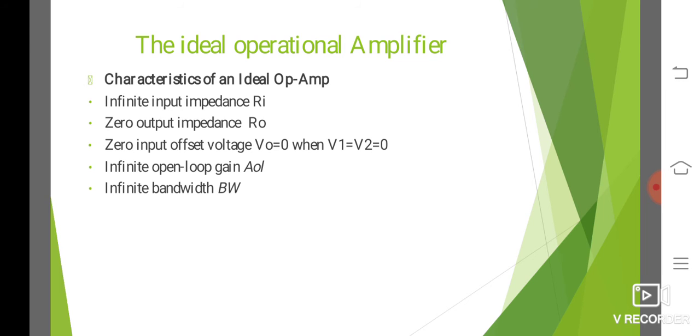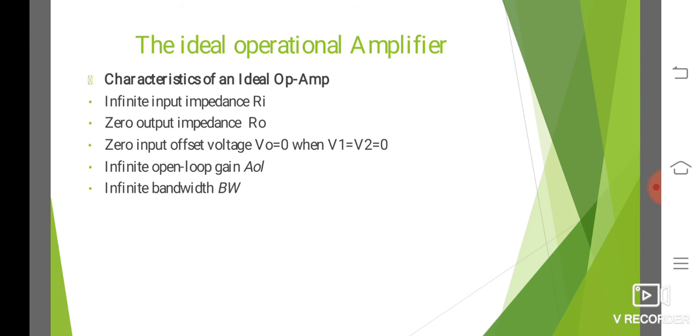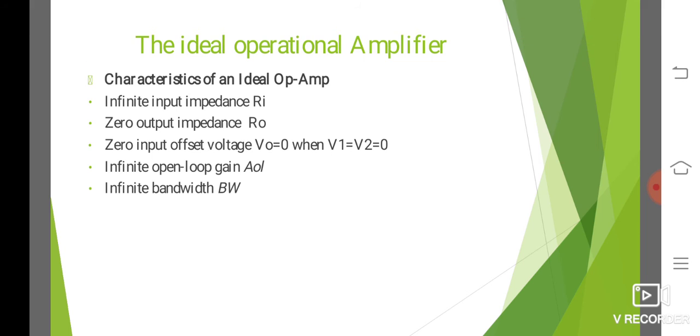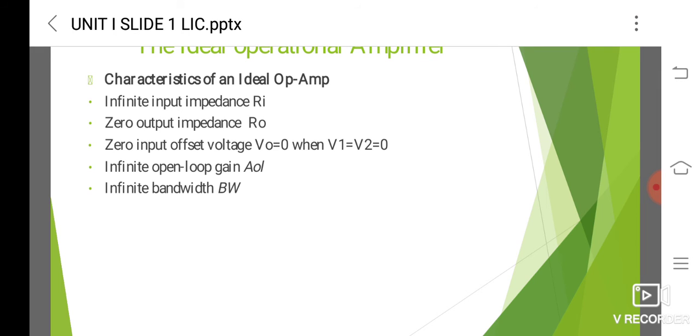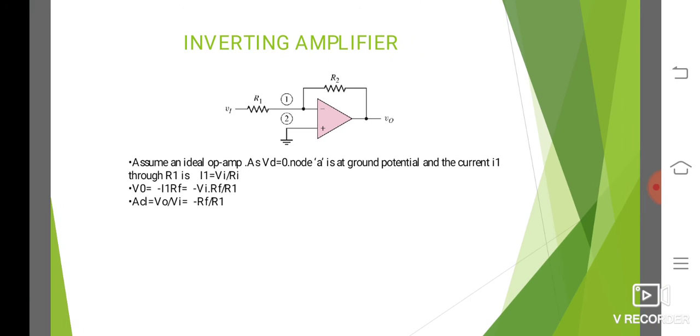Here the operational amplifier is said to be ideal if it has the following characteristics: infinite input impedance, 0 output impedance, and also 0 input offset voltage, that is V0 equal to 0 when V1 equal to V2 equal to 0. Okay, when both the inputs are 0 the output must also be 0. The next one is infinite open loop gain, and the last one is infinite bandwidth. These are some of the characteristics of an operational amplifier.